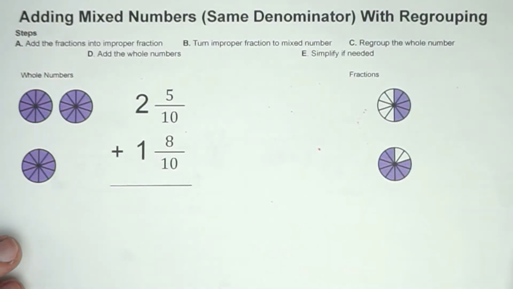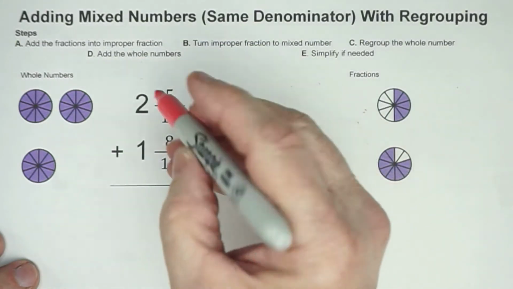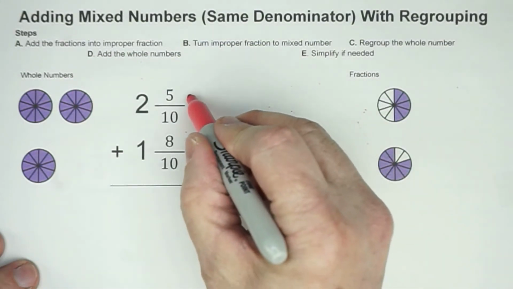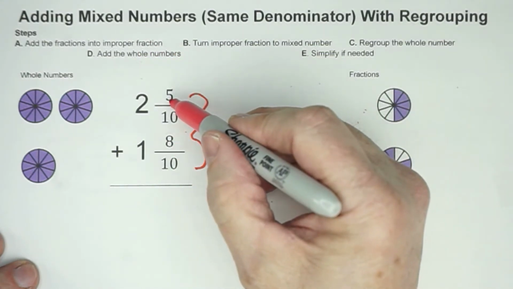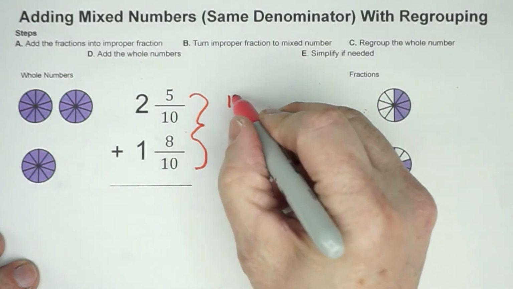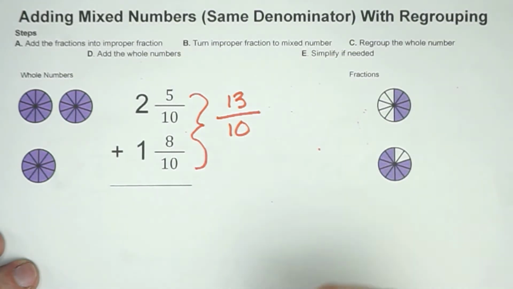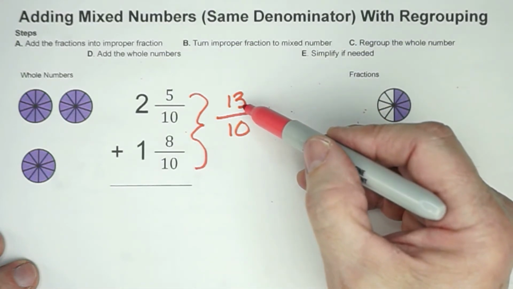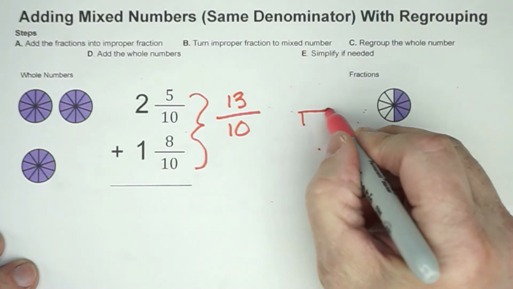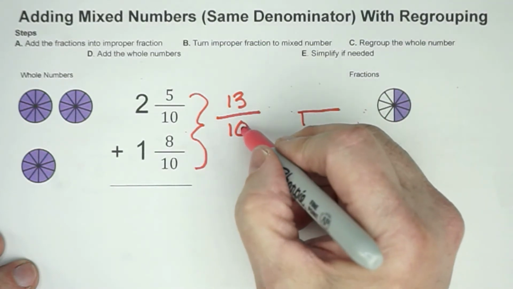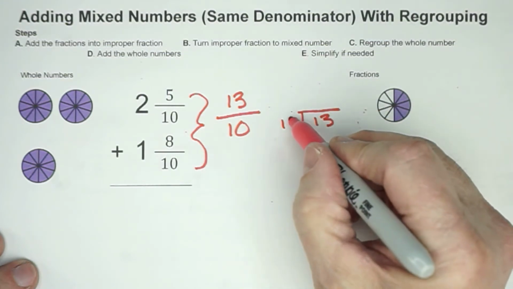Okay, let's just try one more. 2 and 5/10 plus 1 and 8/10. Our first step is we want to add our fractions. And in this case today, it will become an improper fraction. 5/10 plus 8/10 is 13/10. And then our job is now to convert an improper fraction to a mixed number. We'll just use division for that. 13 divided by 10. In other words, the numerator will be divided by the denominator.